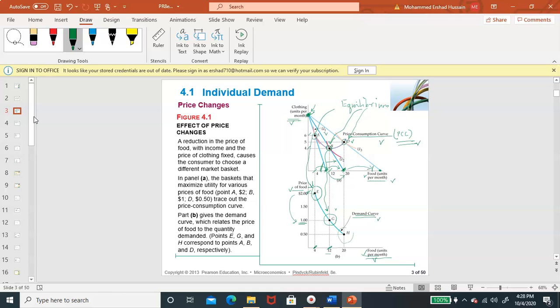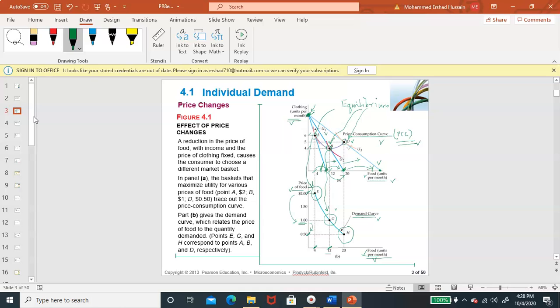Okay. Then the next one is what? Price goes to 50 cents. And then this is the budget line. So remember, the budget line again shifts out when the price of food decreases further from $1 per unit to 50 cents per unit.